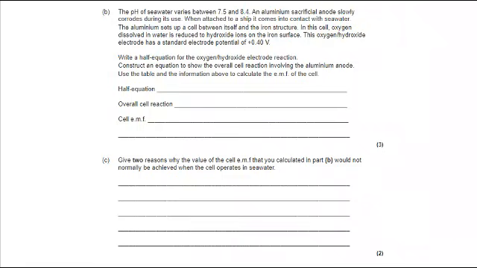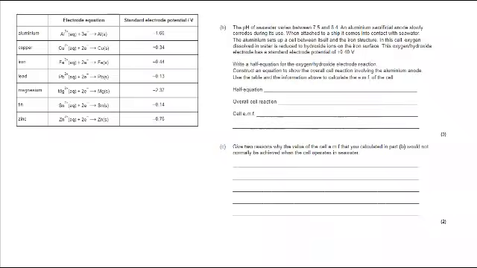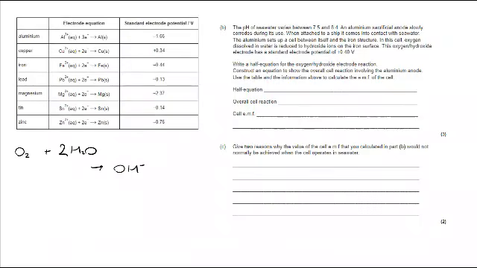Write a half equation for the oxygen hydroxide electrode reaction. Construct an equation to show the overall cell reaction involving the aluminium anode. Use the table and information above. So I'm going to bring that in and I'm going to leave that on the left hand side. So let's start by looking at the information that we have. We know that we want a reaction where oxygen dissolves in water and is reduced to hydroxide ions. So we're going to build that half cell here.